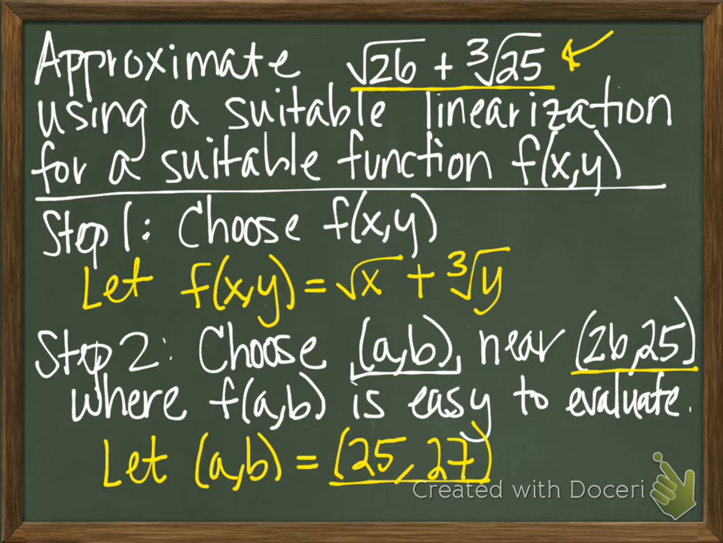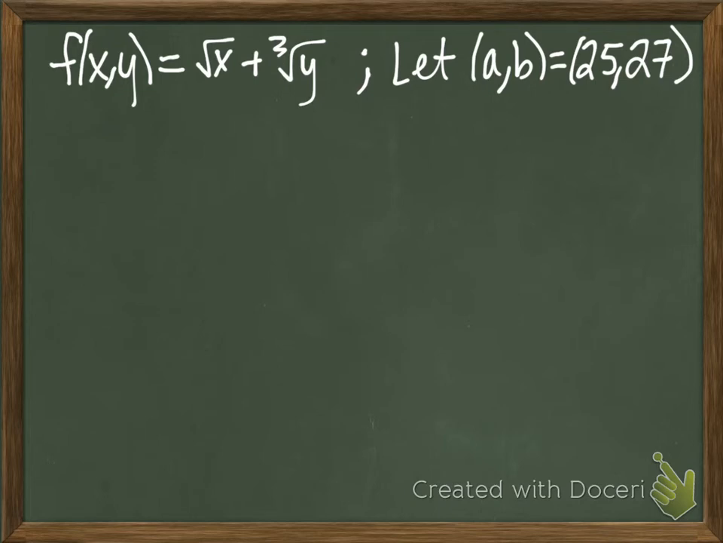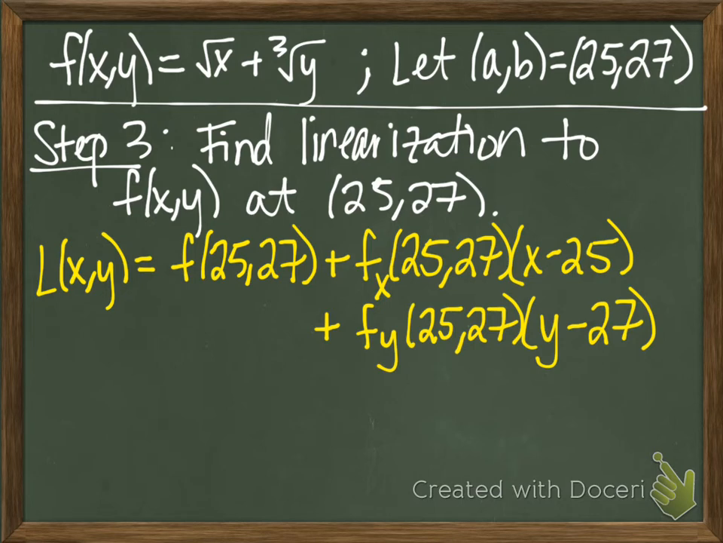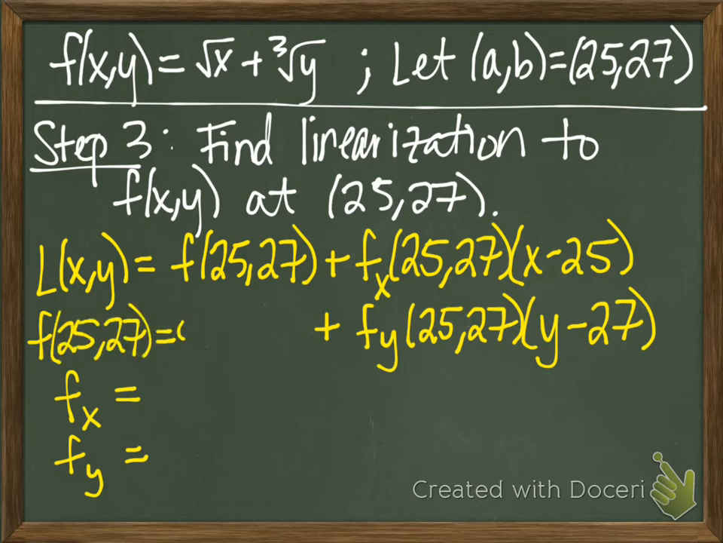The next step is to find the tangent plane at the point (25, 27). Here's the function we picked and the point we're going to linearize around. Take a second, put this on pause, and based on what you've learned in class, find the linearization, which is the same as the tangent plane, to this function at the point (25, 27). Recall, here's the linearization, and so we need to find the partial with respect to x and with respect to y, and we already know the value of the function at (25, 27) is 8. Remember, that was my original estimate. We're trying to see if we can do even better than just 8.